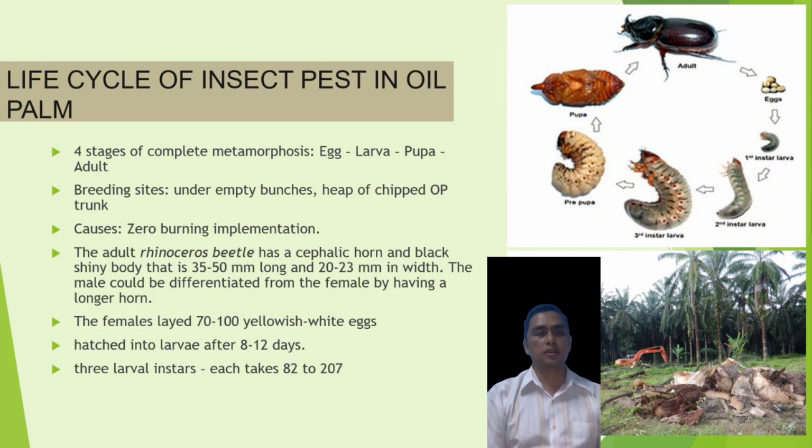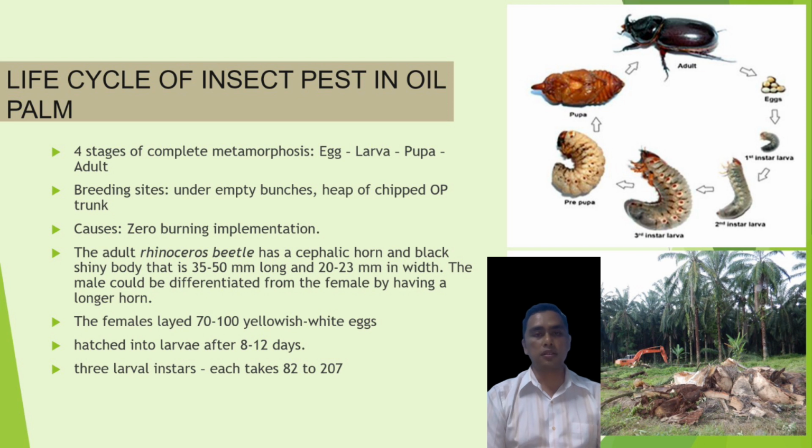The complete life cycle of a Rhinoceros beetle from egg to adult can take 4 to 9 months depending on environmental variables including humidity, temperature, and food source availability. The adult Rhinoceros beetle is 35 to 50 mm long and 20 to 23 mm wide, with a cephalic horn and lustrous black body. A longer horn helps to distinguish the male from the female.